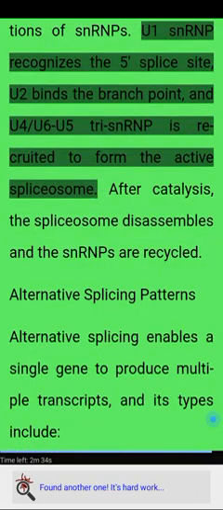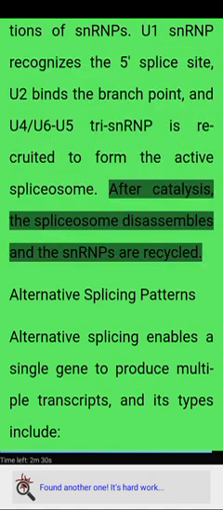U1 snRNP recognizes the 5' splice site, U2 binds the branch point, and U4/U6.U5 tri-snRNP is recruited to form the active spliceosome. After catalysis, the spliceosome disassembles and the snRNPs are recycled.